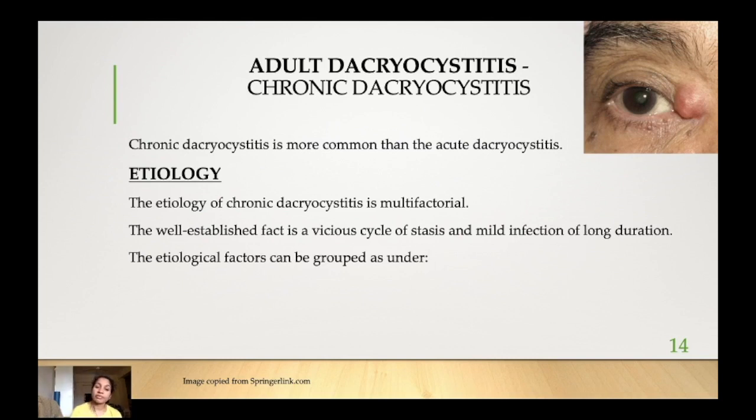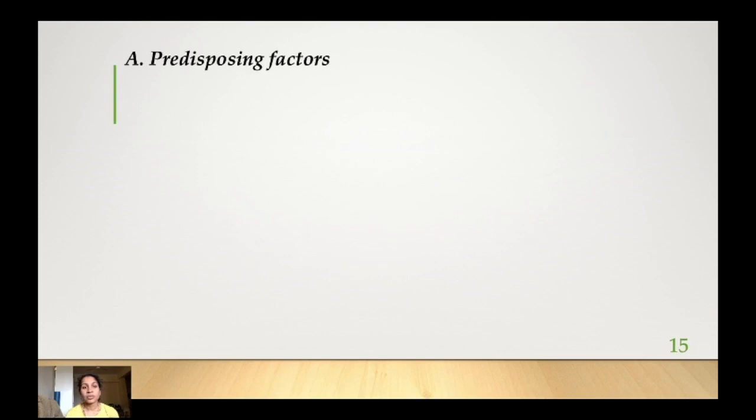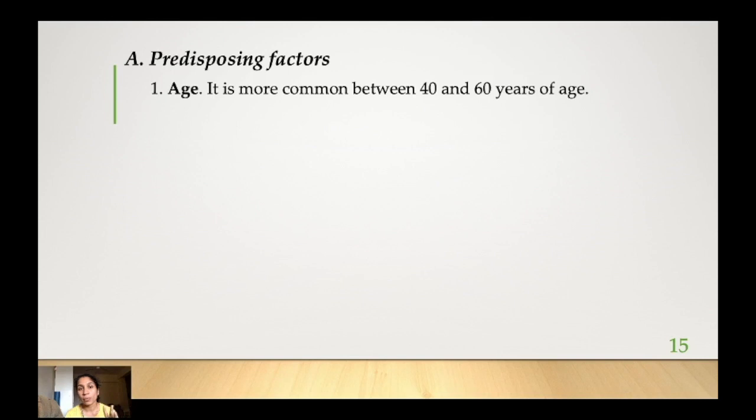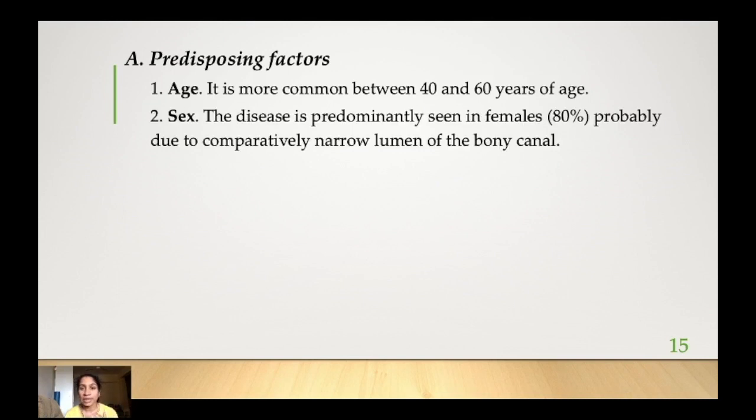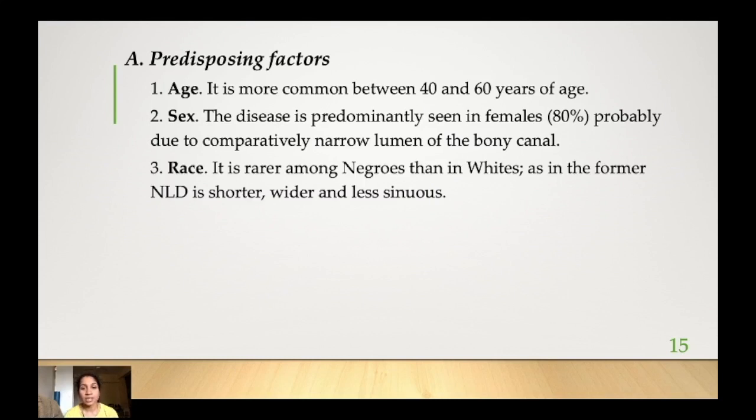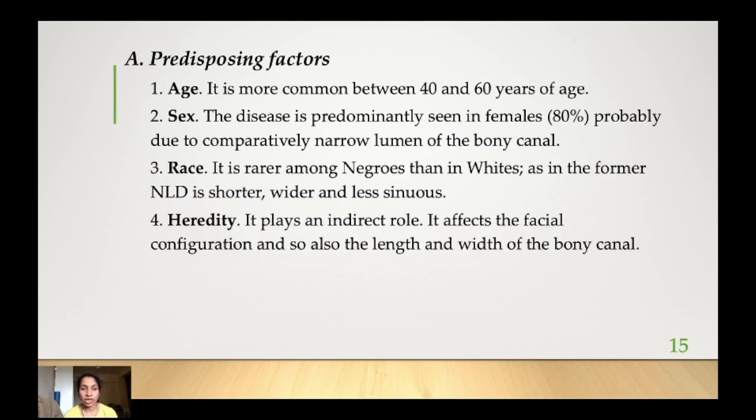Here the etiological factors can be grouped under predisposing factors, factors responsible for stasis, and source of infection and causative organism. So first one is predisposing factors. First one is age. It is more common among 40 to 60 years of age. Sex, most predominantly seen in females. Race, rarer among Negroes than whites.